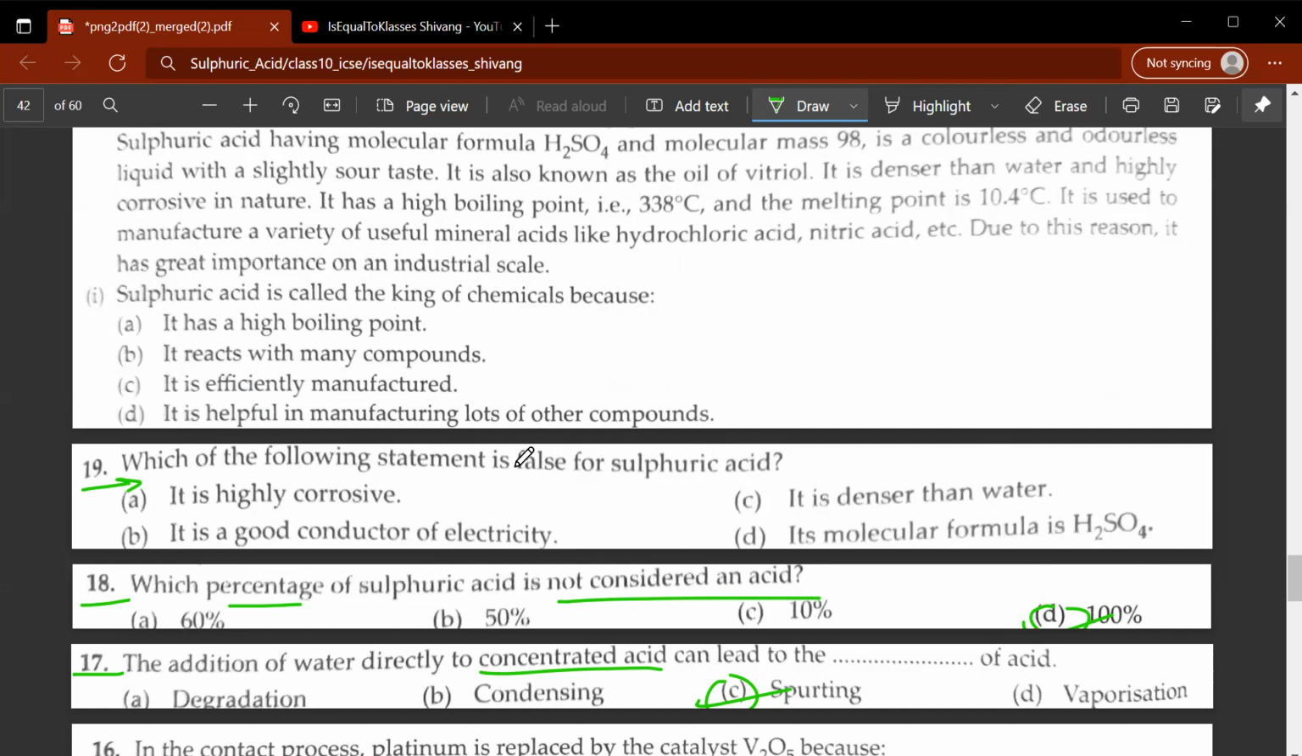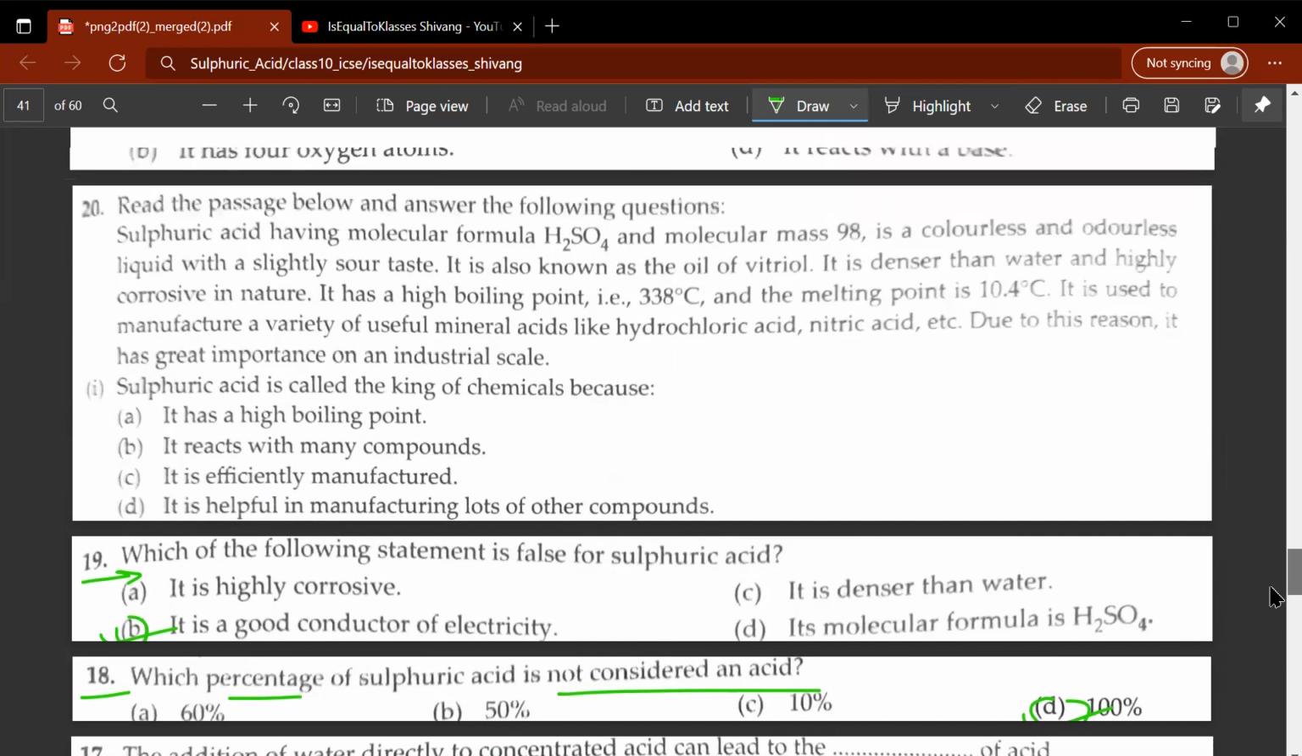19th question, which of the following statement is false for sulfuric acid? It is highly corrosive, denser than water, good conductor of electricity. Its molecular formula is H2SO4. So B would be the correct answer. It is not a good conductor of electricity. Let's move on to the 20th question.